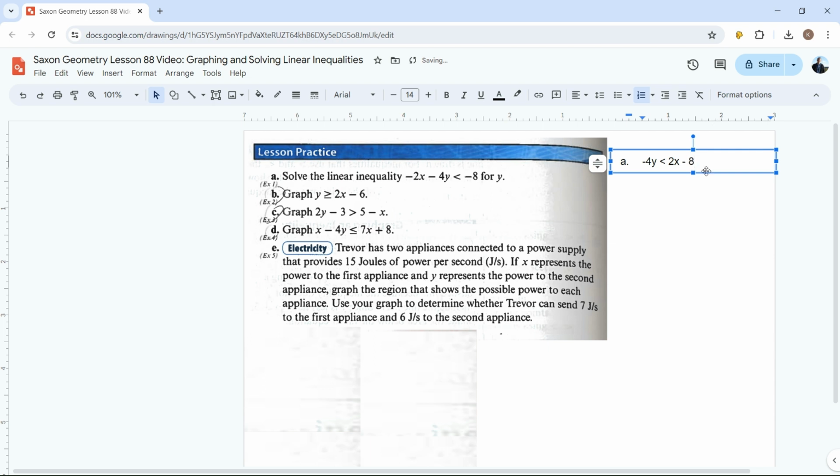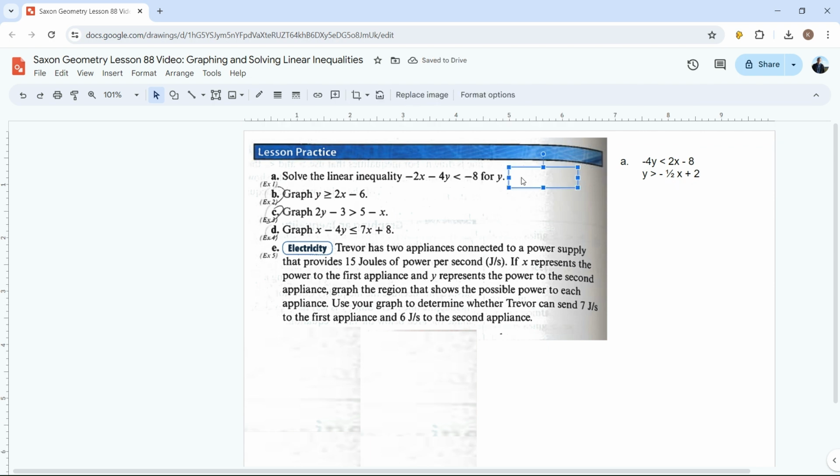And now I'm going to divide both sides by negative 4. Now you may remember when you divide an inequality by a negative, it changes the direction of the sign. So this is no longer negative 4y is less than, it's y is greater than, and then I need to divide everything on this side by negative 4. 2 divided by negative 4 is negative 1 half, so it's going to be negative 1 half x. And then negative 8 divided by negative 4 is plus 2. So I should end up with the inequality y is greater than negative 1 half x plus 2.